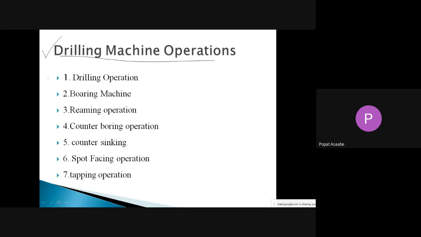First, we can easily perform the drilling operation on the drilling machine; it is the main purpose of the machine. Next we can perform boring, then reaming, then counter boring, then counter sinking, spot facing, and tapping. These seven types of operations we can perform easily on the drilling machine. Now we will discuss each operation one by one.